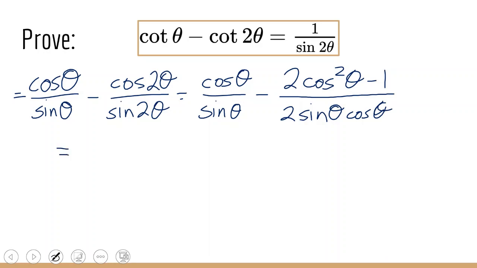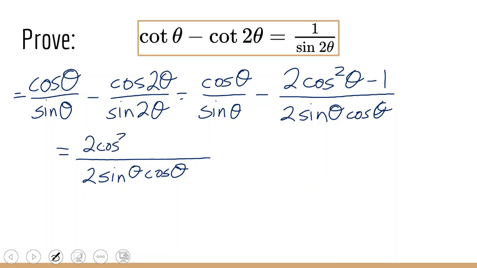Okay, so now let's find the common denominator, which in this case would be 2 sine theta cosine theta. To the first term, to make it like this, I would be timesing it by 2 cosine theta, which means it will become 2 cosine squared theta. And then I have my second term over here, which doesn't need to change yet, so minus, 2 cosine squared theta minus 1.